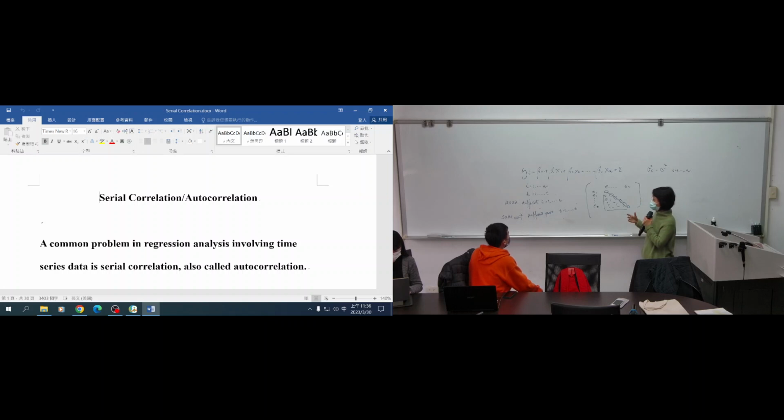And the other difficulty for time series data is, if you use yearly data, annual data I mean, then all the variables, all the data, are generated once a year.